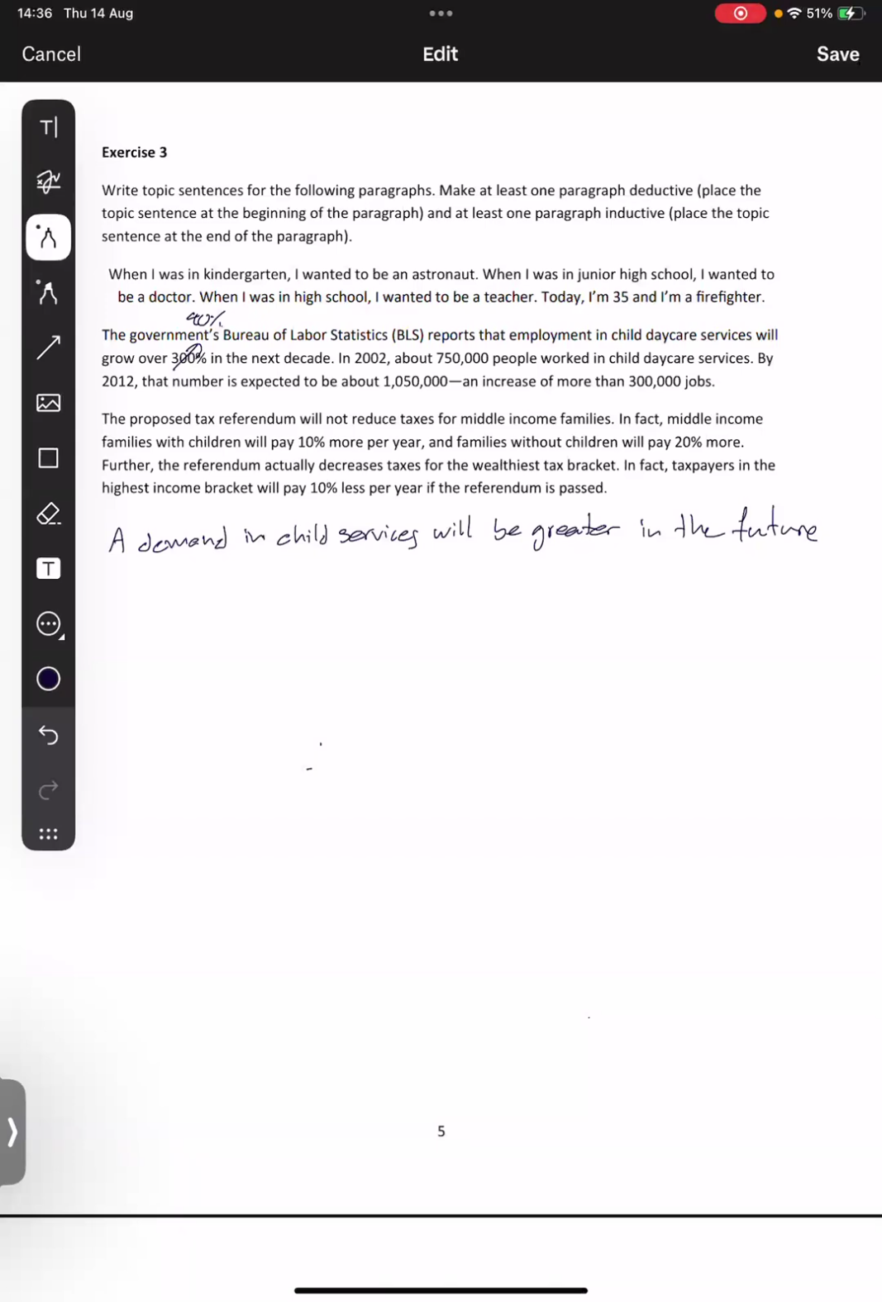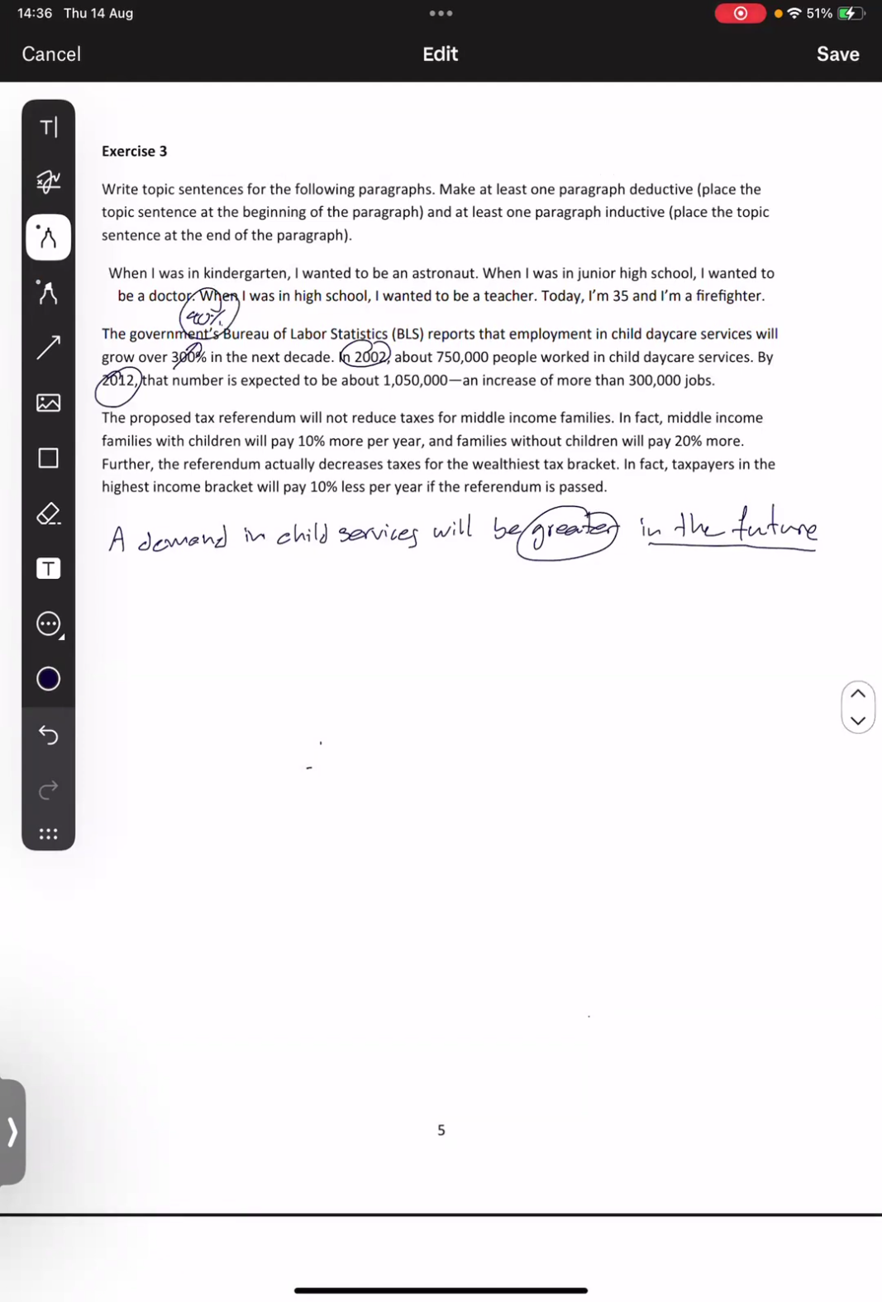So when we write this as a topic sentence, it raises a little bit of a question as to future, when, right? Okay, and then we can use 2002 and 2012 to explain when, okay? When you say will be greater, how much greater? We can use 40%, okay, to make that kind of clarification. All right.